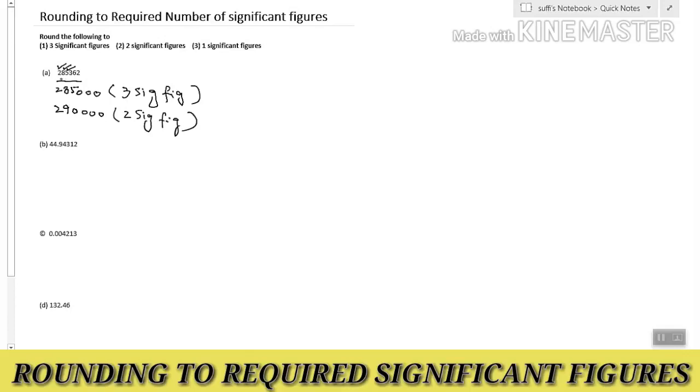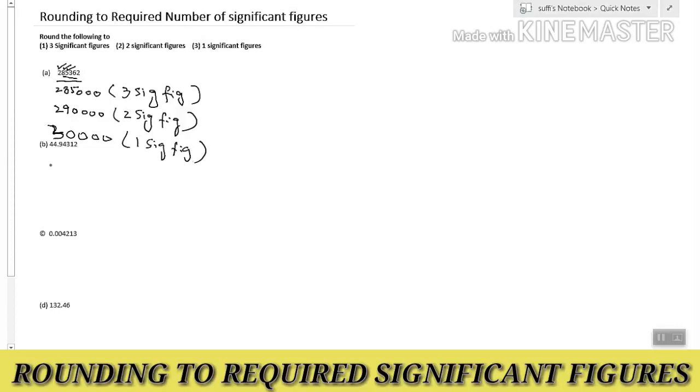Okay, to round off to 1 significant figure, the first significant figure is 2, so we have to ignore the others. The next digit after 2 is 8, which is more than 5, so this 2 will become 3, and we will write all the others as 0. So we have changed it into 1 significant figure.